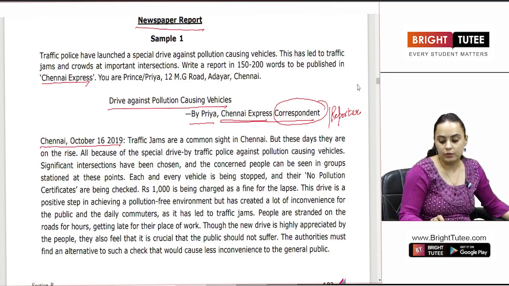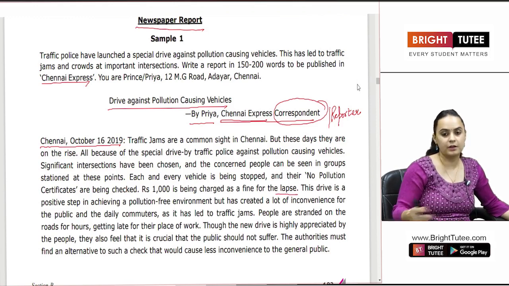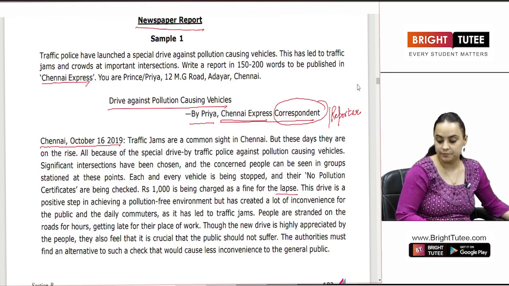Each and every vehicle is being stopped and their no pollution certificates are being checked. ₹1,000 is being charged as a fine for the lapse. Lapse means if there is any error on their part. This drive is a positive step in achieving a pollution-free environment but has created a lot of inconvenience for the public and the daily commuters.